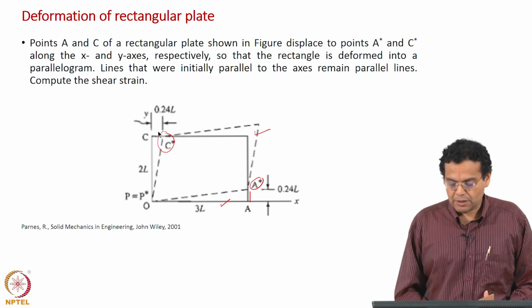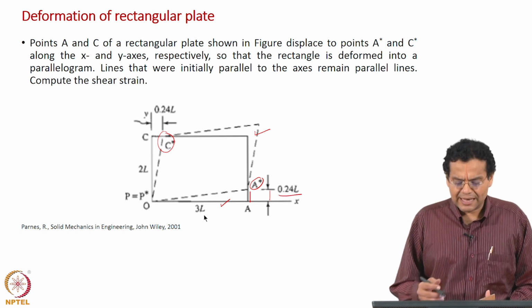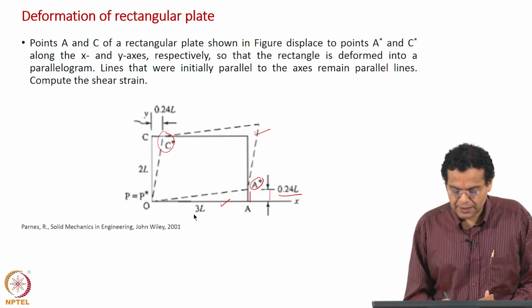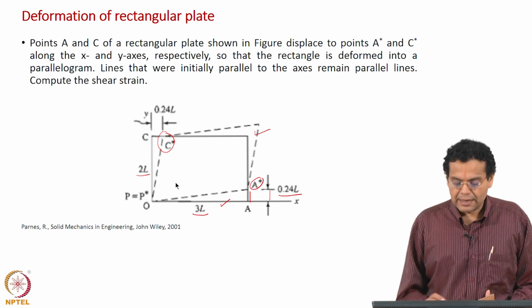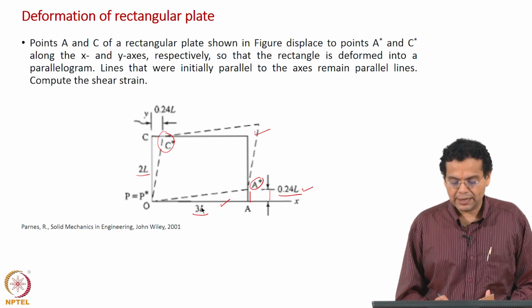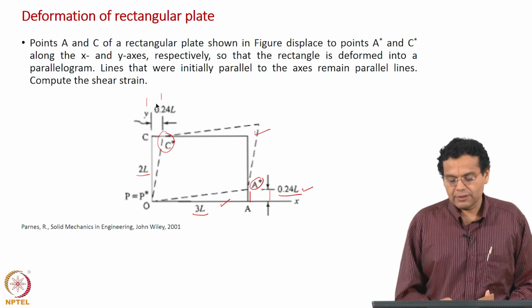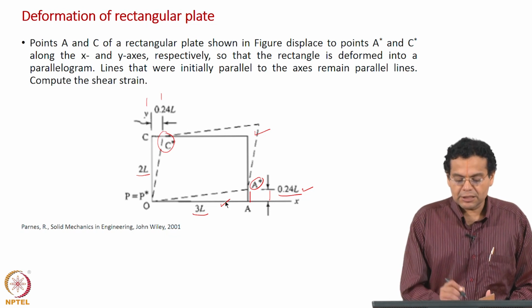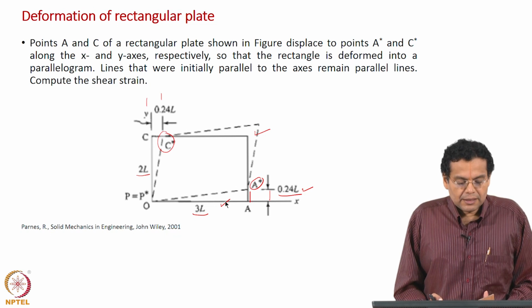Now, the vertical displacement of A, this length, is given as 0.24 L. The dimensions are given in terms of L, L could be taken as unity as well. So, the length is 3 L, the width is 2 L, and this displacement is 0.24 L and this displacement is 0.24 L. The vertical displacement of A is 0.24 L, the horizontal displacement of C is 0.24 L. Okay. Now, let us read the problem.